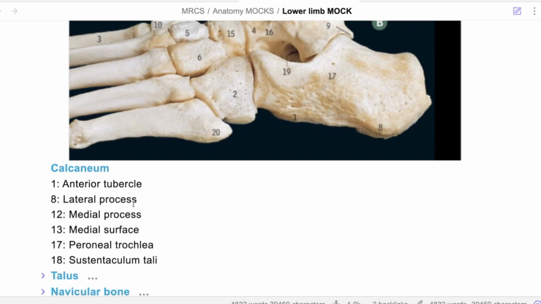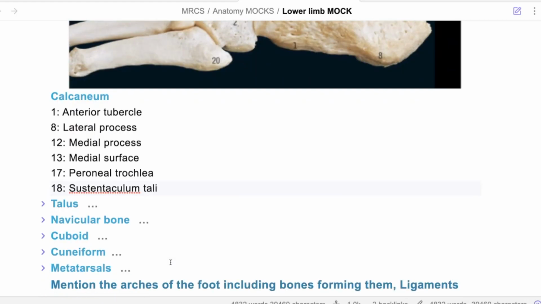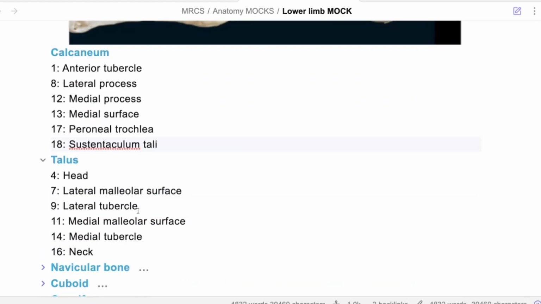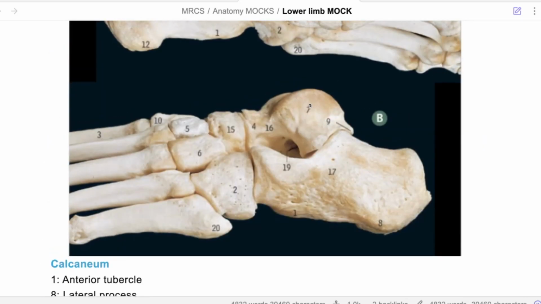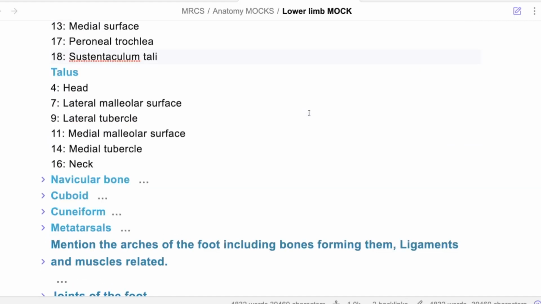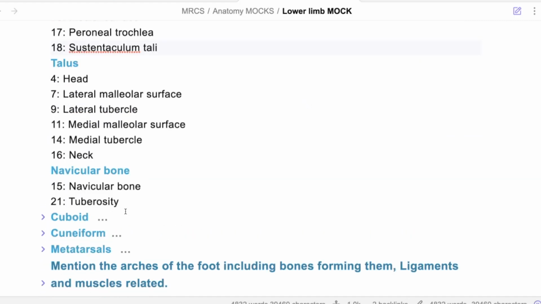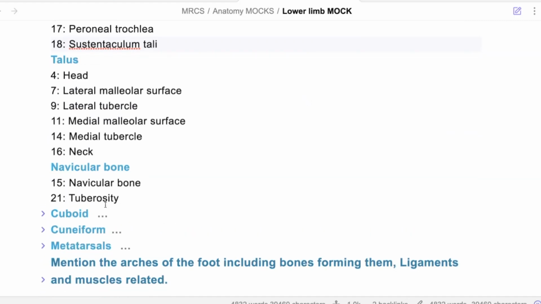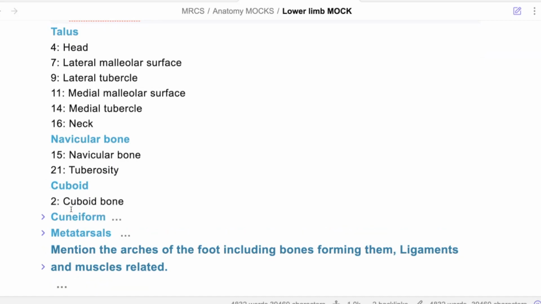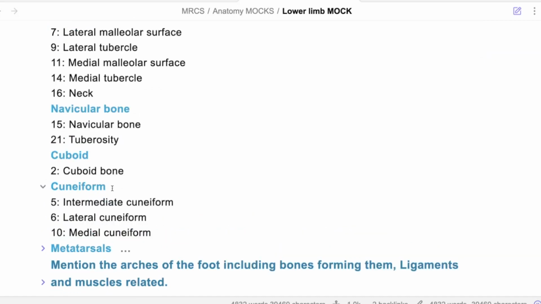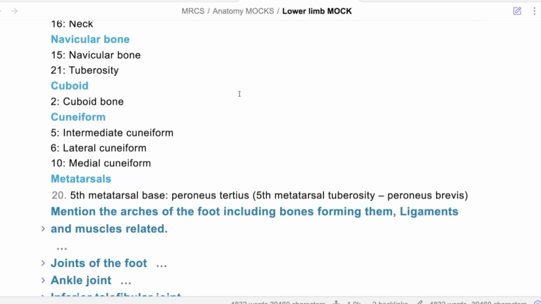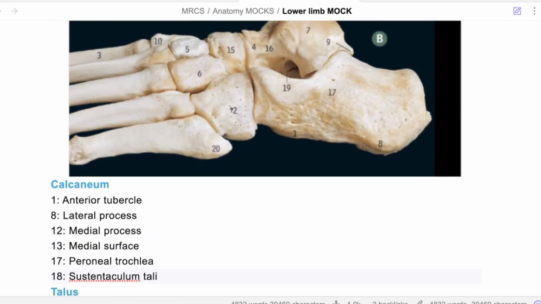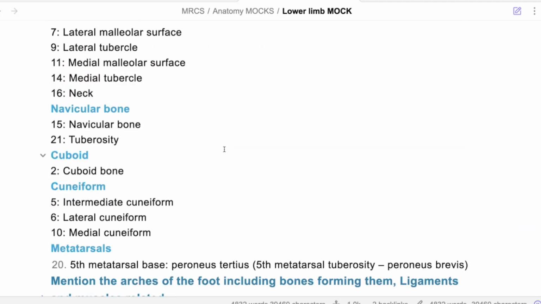So we talked about the calcaneus, and we just mentioned that this 13 is the calcaneus. 18 is basically sustentaculum tali, like we mentioned. We talked about the talus, and we explained the medial and lateral malleolus. Obviously, the lateral malleolus is 7. And we talked about navicular bone, it's 15, and its tuberosity 21. We talked about cuboid very quickly, and cuneiforms, and also the metatarsal. Base of the 5th is just right there. But I think that's it.